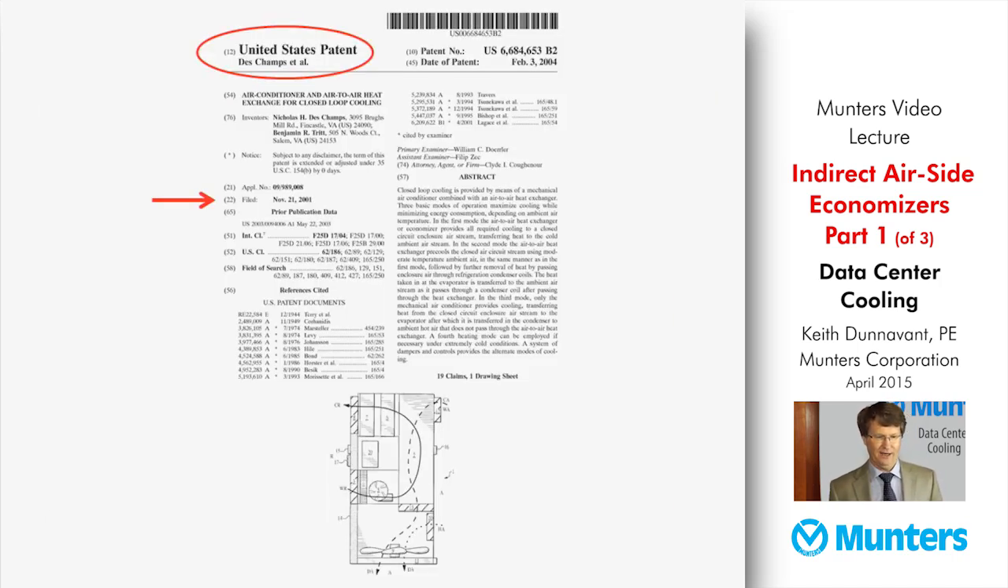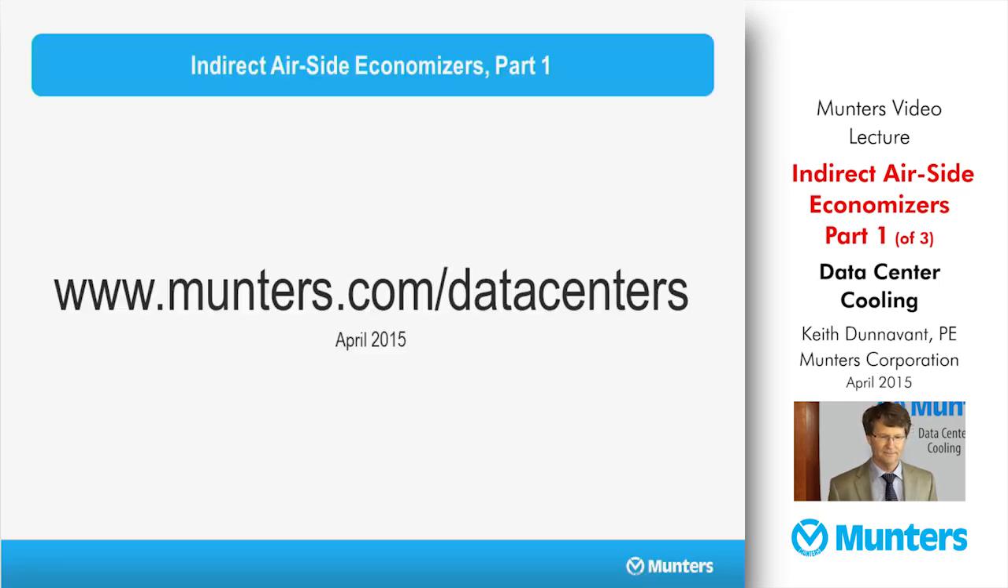This is a patent filed by Dr. Nick Deschamps back in November of 2001. And I'm showing this just so that you can see Munters is a pioneer of the indirect airside economizer concept. These strategies have been used at Munters Deschamps for many years, and used very effectively to reject heat from a number of closed loop processes such as electronic cooling.